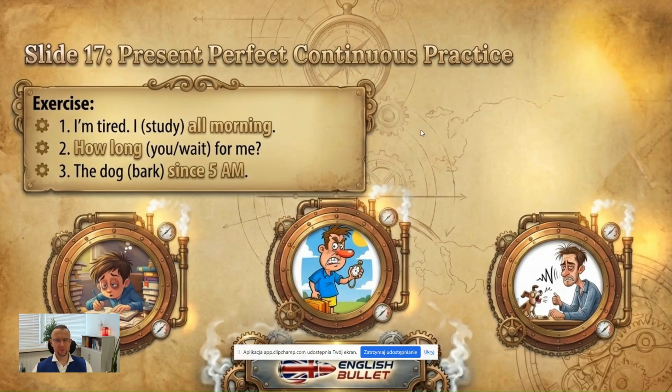Present perfect continuous practice. I'm tired because I have been studying all morning. It was a continuous process that started in the morning, I'm still studying and it affects me because I'm tired. How long have you waited for me? Or how long have you been waiting for me? It means that you've been just standing in the same spot for a long time and waiting. Probably somebody is angry, waiting for someone for so long.